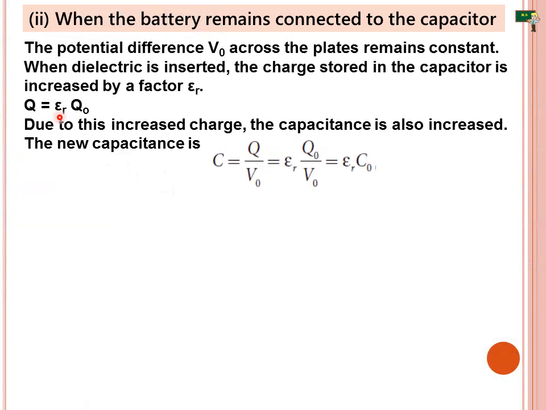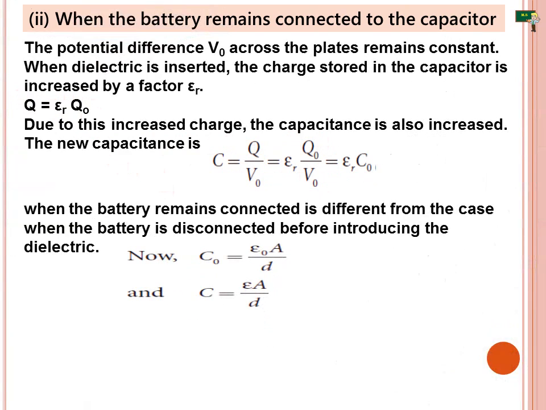charge. Then due to this increased charge, the capacitance is also increased. If the charge is increased, the capacitance is also increased. Therefore, the new capacitance becomes C is equal to Q by V naught, or epsilon r into Q naught by V naught, because we have to replace the Q by epsilon r into Q naught, and instead of Q naught by V naught, we can put C naught here.